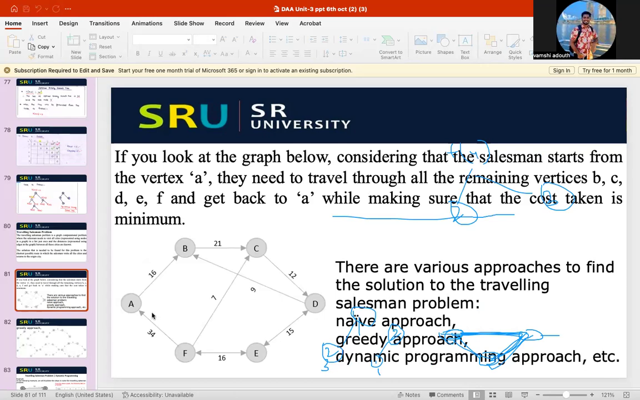Now here, if you look at the graph below, consider that the salesman starts from vertex A. He needs to travel through all the remaining vertices B, C, D, E, F. There are various approaches to find the solution to traveling salesman problem. So these are the solutions.